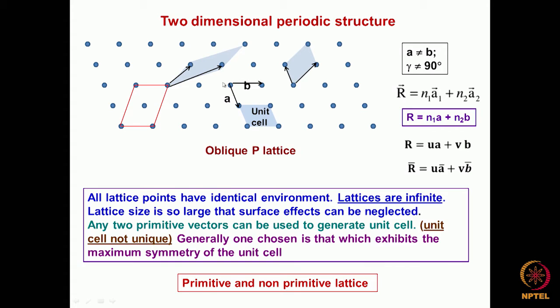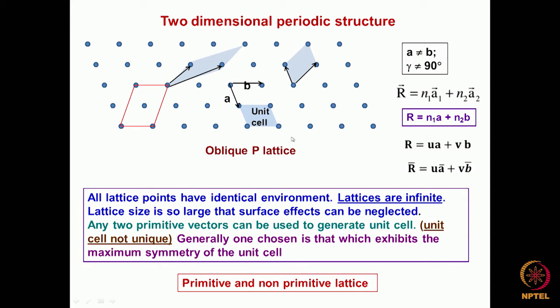What we do to generate a primitive lattice is use the shortest translation vectors in two directions, and the directions should not be parallel to each other. Similarly, we can generate non-primitive lattices by generating a lattice of this particular type, and here the number of lattice points present is essentially two lattice points.